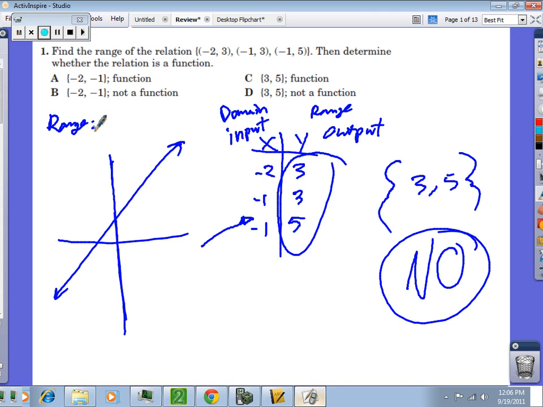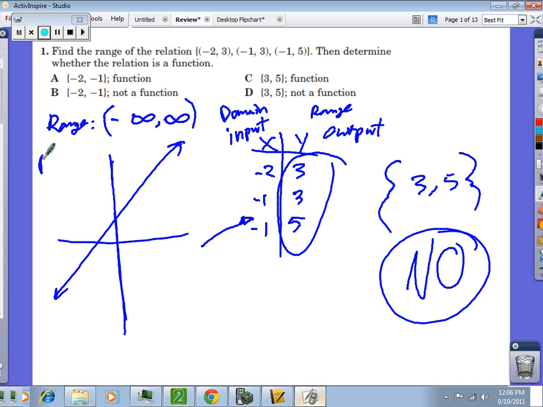Sometimes it's easier to look at a picture. If you're looking at this graph and the question asks for the range, the range, Brody, is your y's. That's the vertical, up and down. This graph goes forever in both directions. So what is the highest it gets to? Brody, what's the highest this graph gets to? What's the lowest it gets to? It goes from negative infinity to positive infinity.